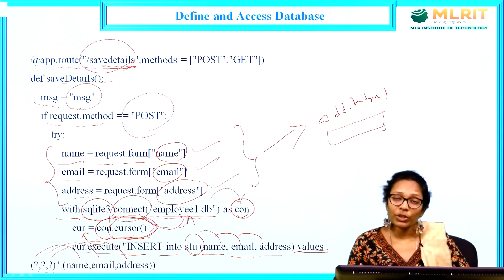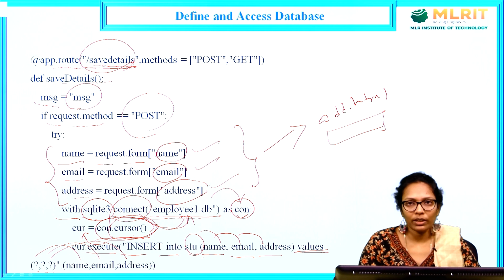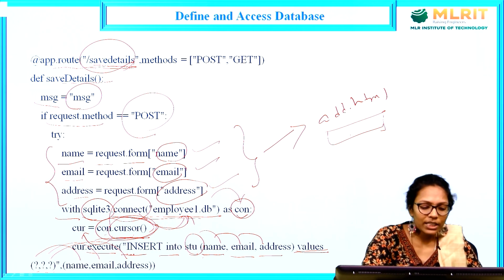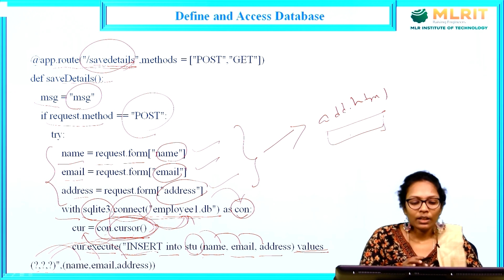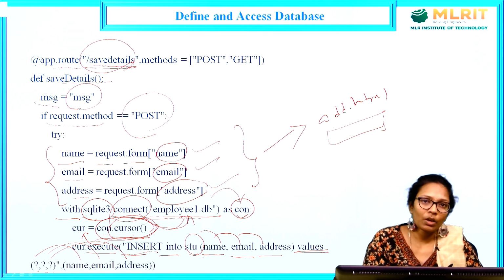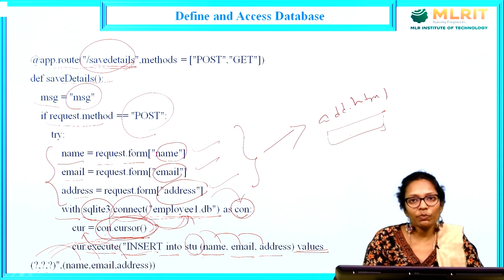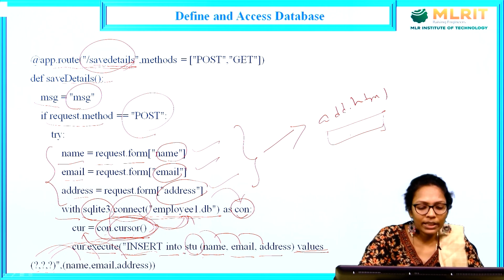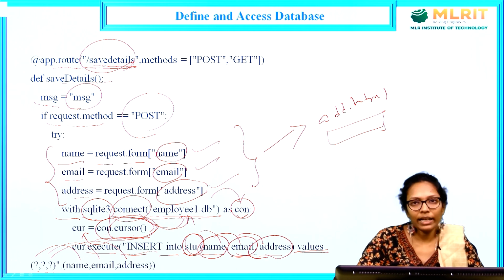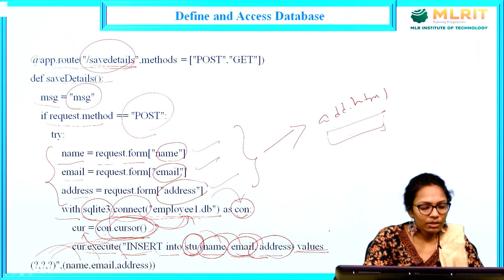Now I know we don't have any table with the name student, but whenever you execute this insert query for the first time with this syntax, it will automatically create a table called student. If it is existing, it's fine. In that table only it will insert. If it is not existing, it will create a table with the name student with the fields name, email, and address. And it will also insert the values name, email, address which are given by the user.